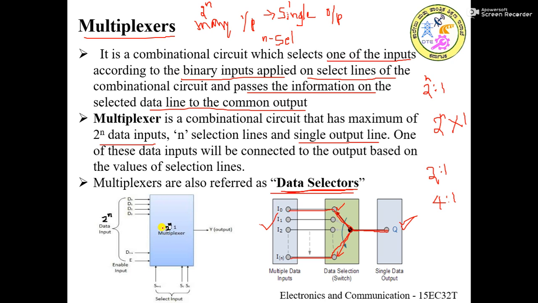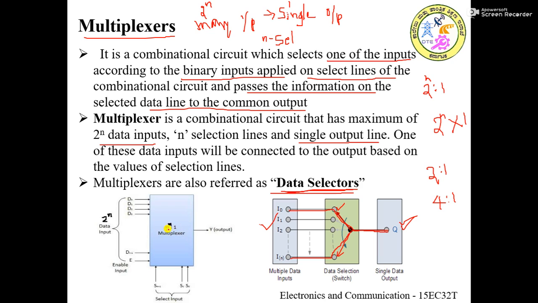You can see here I can have 2 to the power of n data input lines, that is d0, d1, d2, d3, and so on up to d(2^n minus 1). So totally like this I can have 2 to the power of n input lines. As I already told you, while writing the logic symbol, it is good practice to write the inputs at the left side and output at the right side.